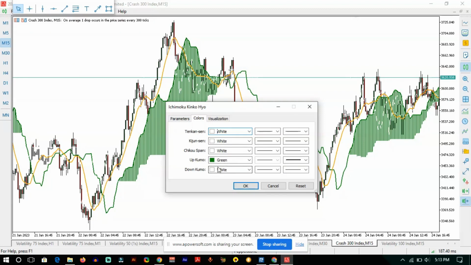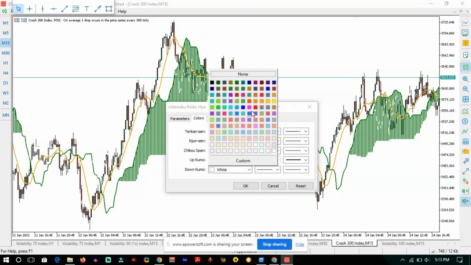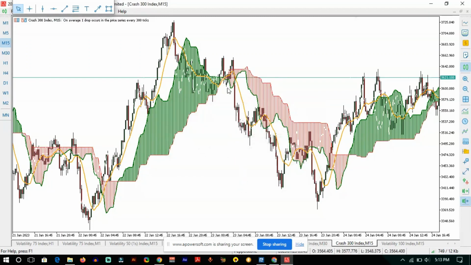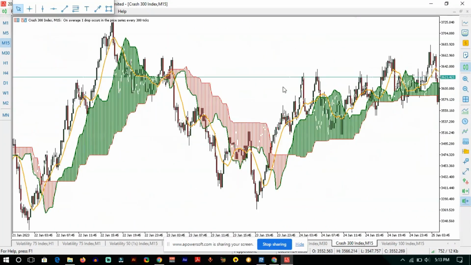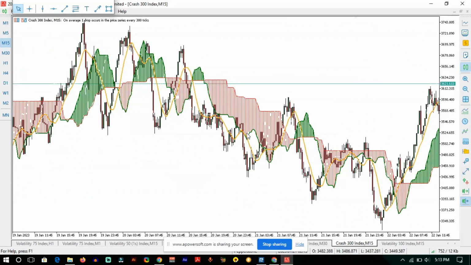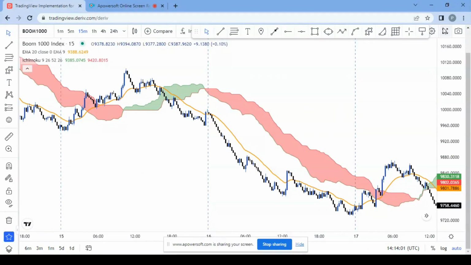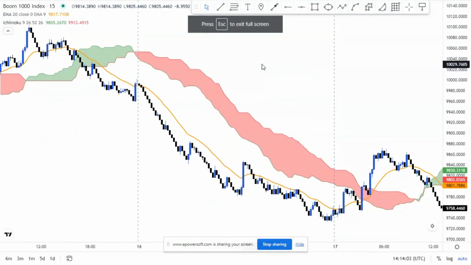And then the down Kumo. For this one, I forgot, it's supposed to be red. So that's how it's going to be, and then it will be highlighting the red part and the green part. When we cross down, you can really see it. So basically this is how it's going to look on MT5. It also works. It's only that MT5 doesn't bring it out well, but here on TradingView it's really, really beautiful.